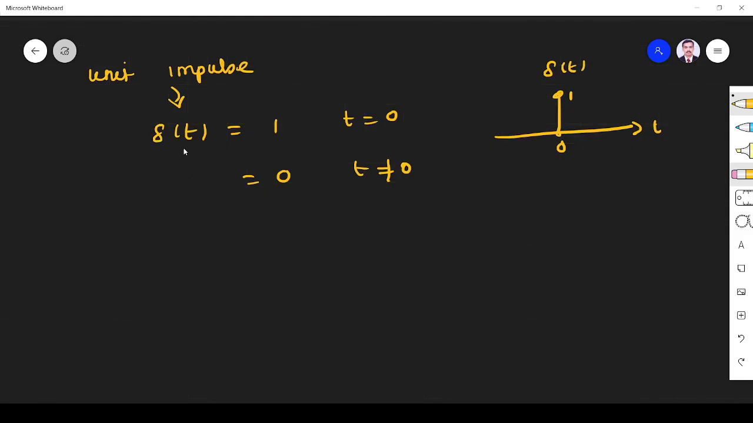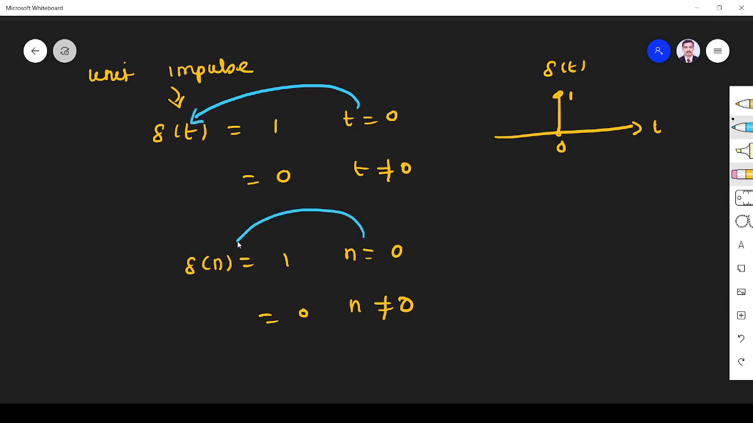This is the continuous time unit impulse. If you want the discrete time unit impulse, it is del n is equal to 1 when n is equal to 0. When n is not equal to 0, it is 0. So what is the thing? The unit impulse is having value only when the bracket term is 0. So that is the point.